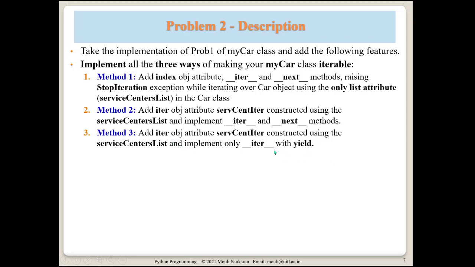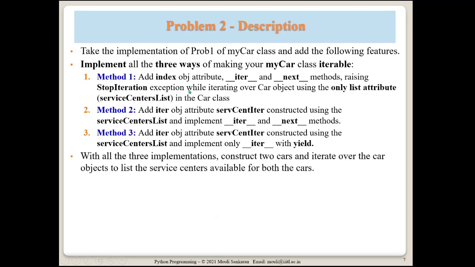Use the yield inside the iter, and fix the issue if whatever you have seen. So with all the three implementations, construct two cars and iterate over the car objects to list the service centers available for both the cars. So you need to iterate over the, because you have the iterable object, you have made it. So I want you to iterate over and then print the service center now. So you will not be using the dictionary keys or anything.